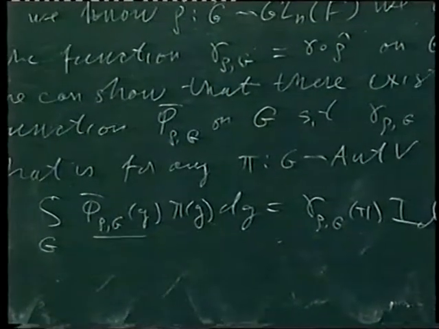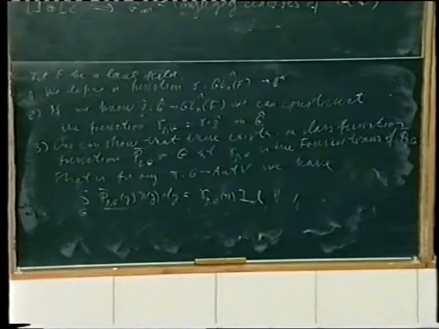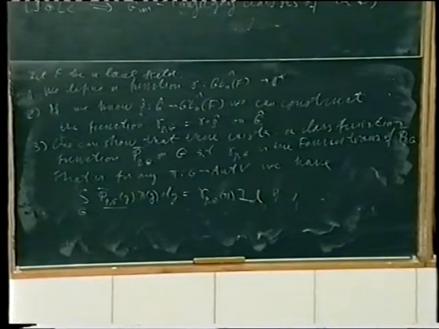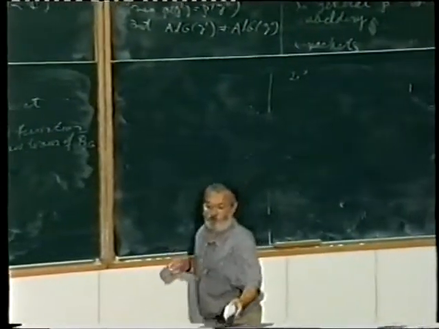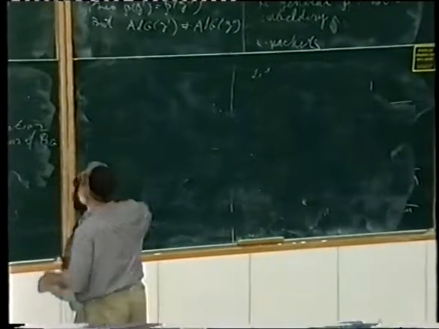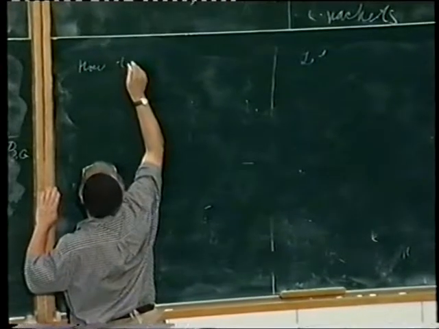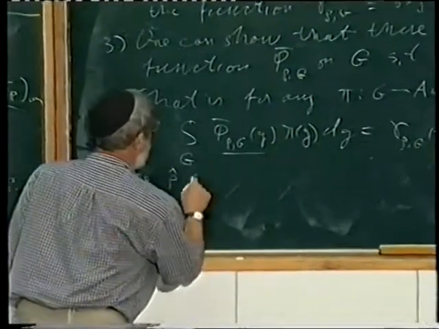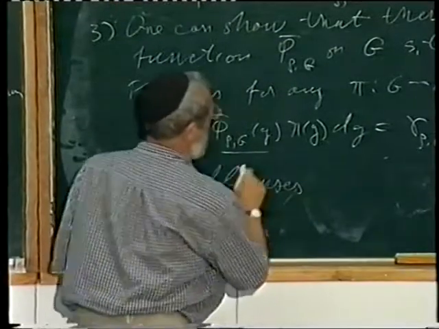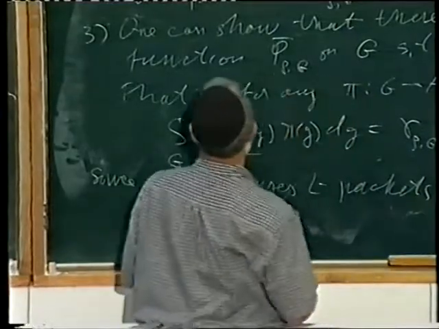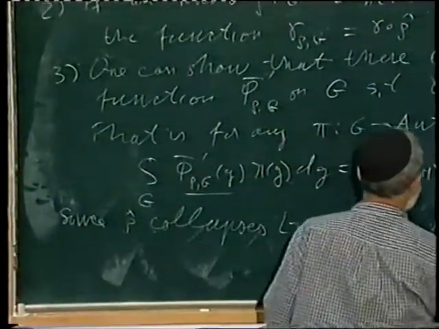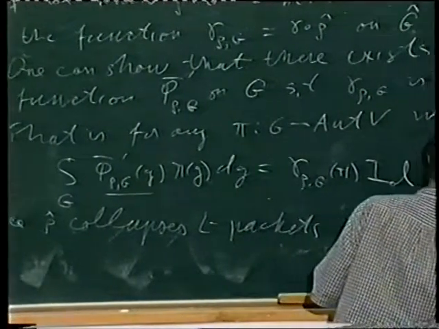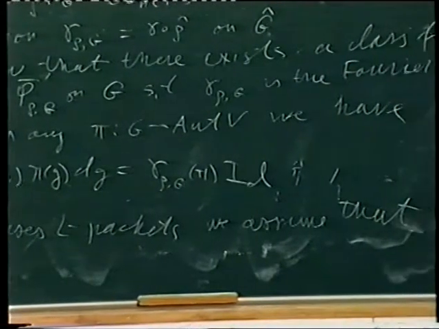Now, there are the following claims, and whether I have time to say anything more is not clear. Okay. Now, the program of defining the function goes in three steps. How? Yeah. Let's do it one more time. Now, since rho hat collapses L-packets, let's call prime here, we assume that, yeah, I unfortunately erased what I wanted, but okay.